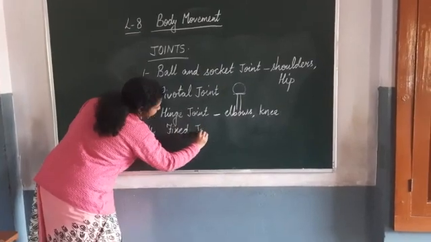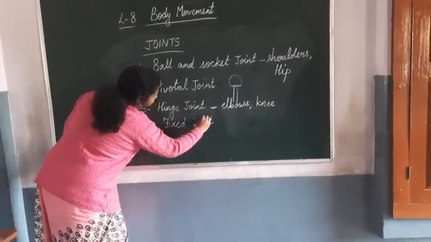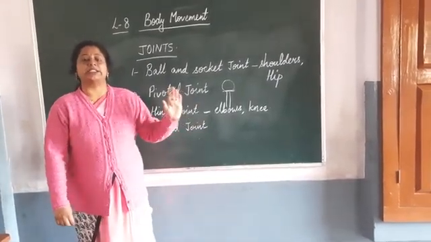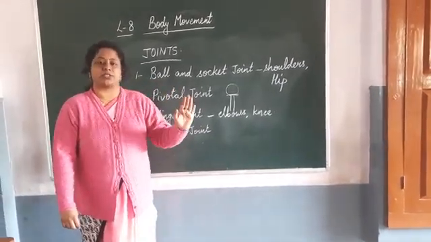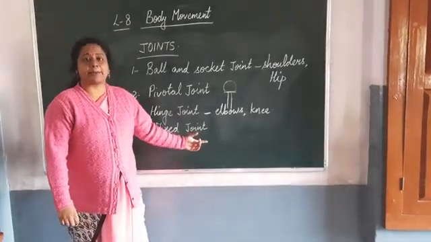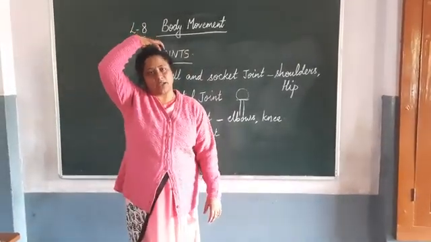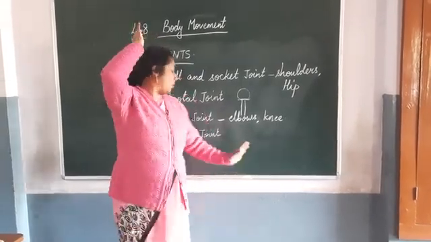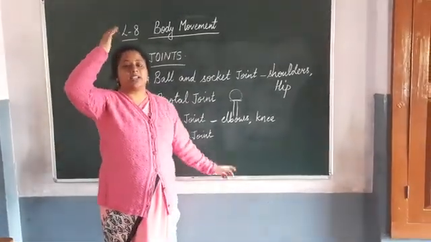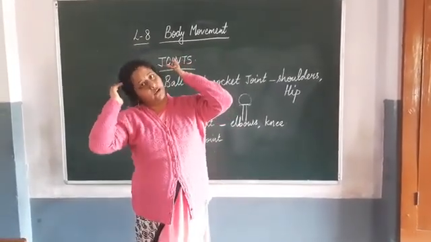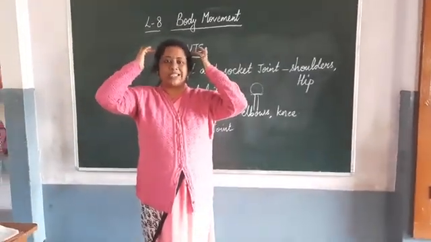Now fixed joint, as the name indicates, the joints are fixed. That means here the movement is not at all possible. Like the example is our skull. The skull, all the joints of the skull are fixed. That is why, children, you see, you cannot move your skull. You can move your neck, but you cannot move your skull.